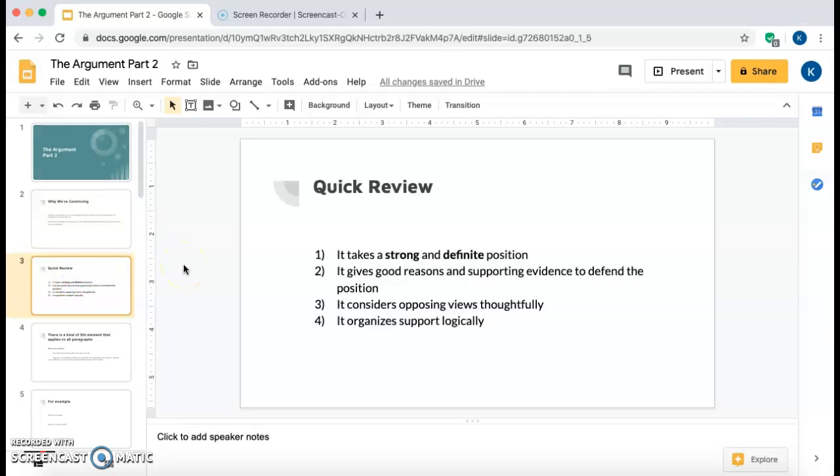So again, let's go over a quick review on what we talked about last week with our argument paragraph and the 4 basics of writing a good argument paragraph. The first is that your topic takes a strong and definite position. This is something that can be argued. This is not just a simple fact.